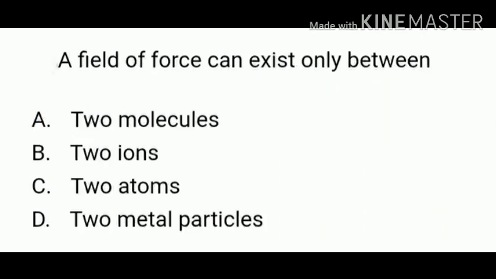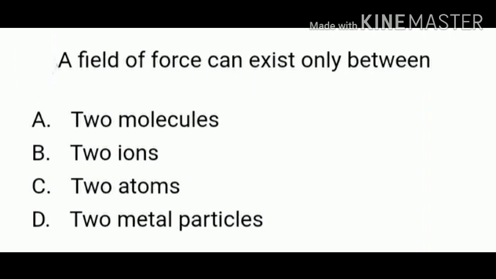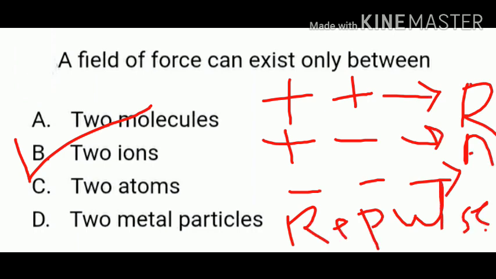The next question is: a field of force can exist only between. We know that a field can exist between two charges, one positive charge and another negative charge. We know that two positive charges always repel each other, and two negative charges always repel each other, but two opposite charges attract each other. So here we have option B, the two ions.